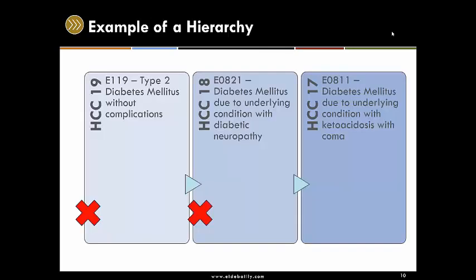Here's an example that gives you that visual of the diabetes again. In this scenario, if a diagnosis from each of these categories were coded, category 19 and category 18 are going to fall off, and you'll only be scored with category 17.